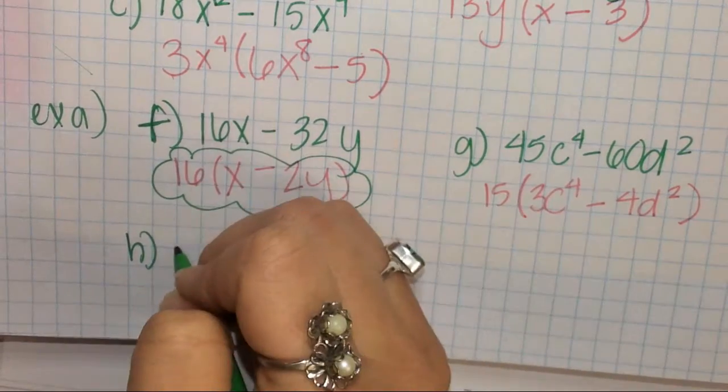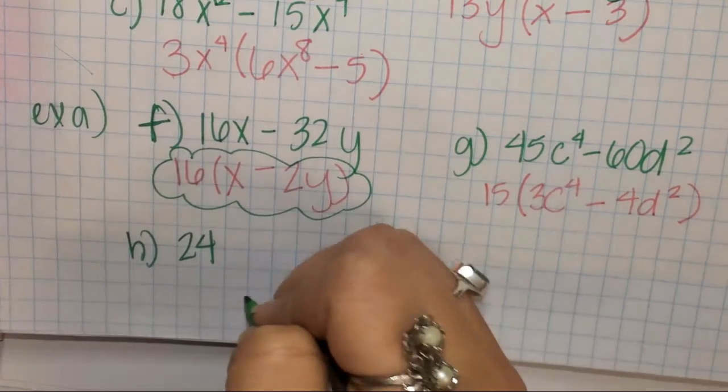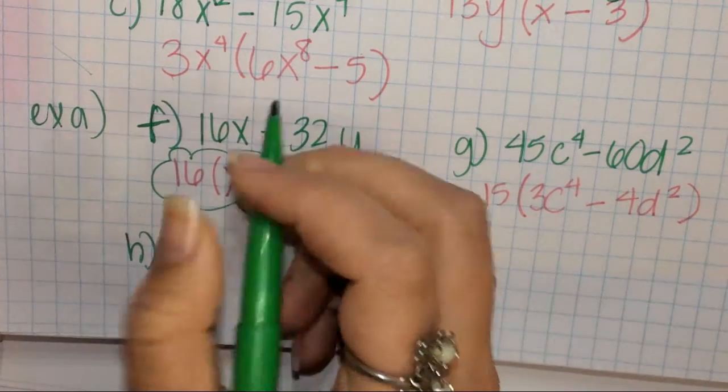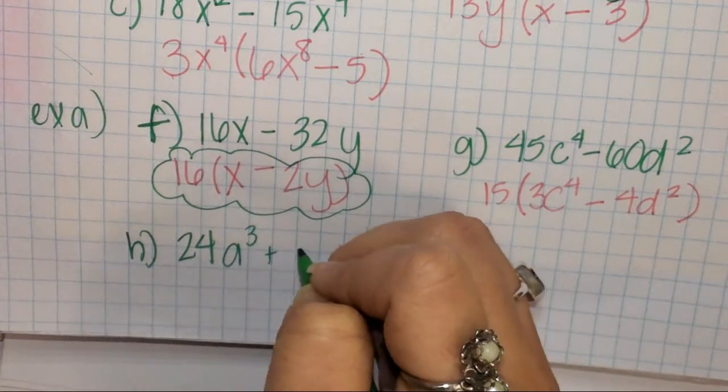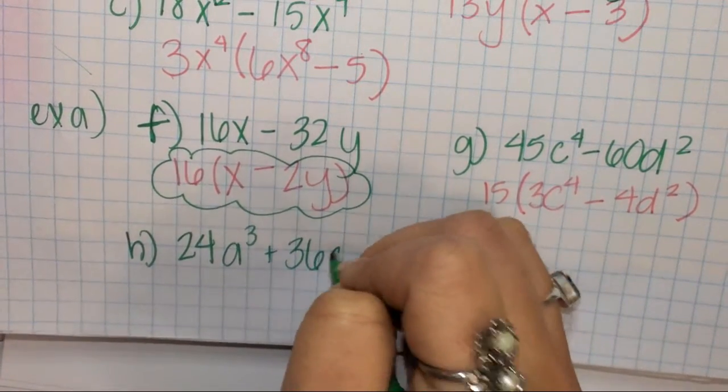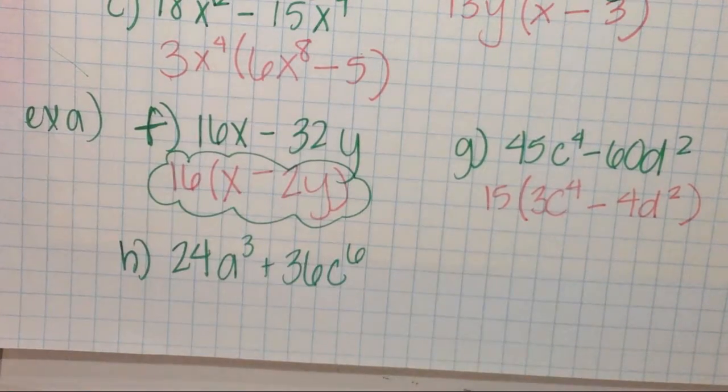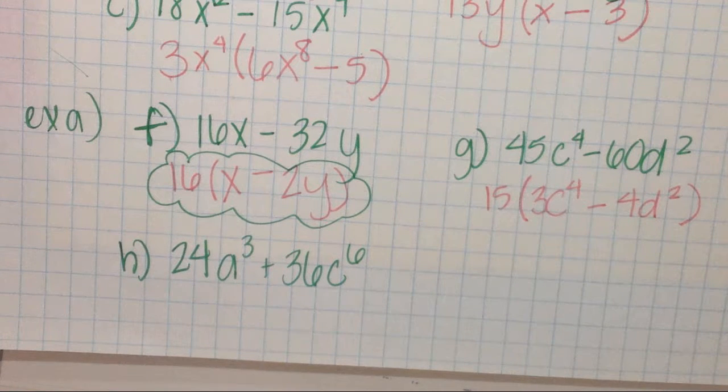Alright, we're gonna do 24a cubed plus 36c to the 6th. You want to find a number that goes in both. That's what the greatest common factor is. Welcome to class. That's why it's called the greatest.